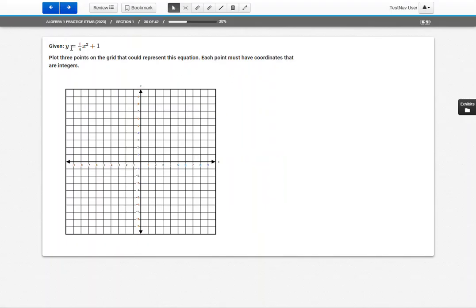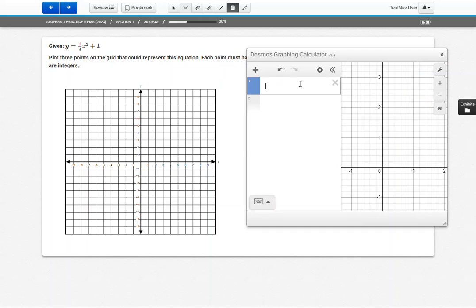Given the function, plot 3 points on the grid that would represent this equation. Each point must have coordinates that are integers. Okay, it's just asking you to put 3 points. That's pretty easy. We're just gonna find the 3 points in Desmos.